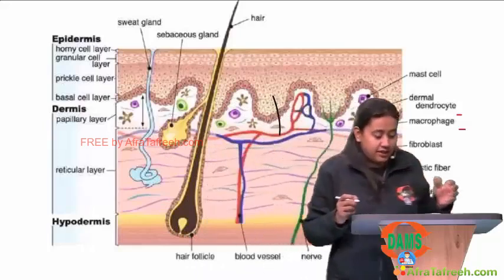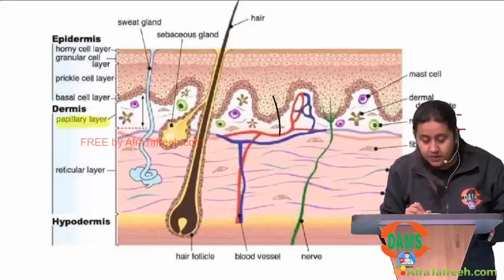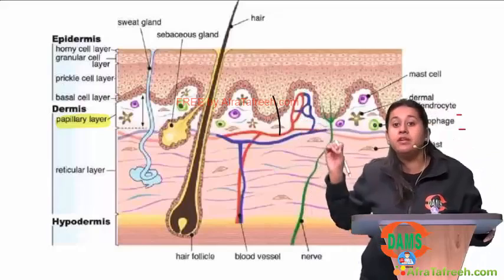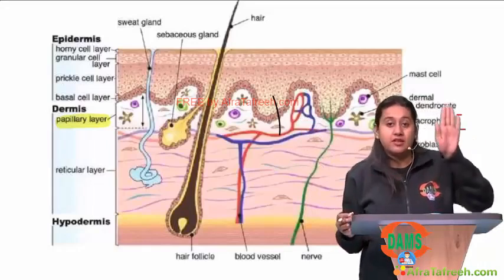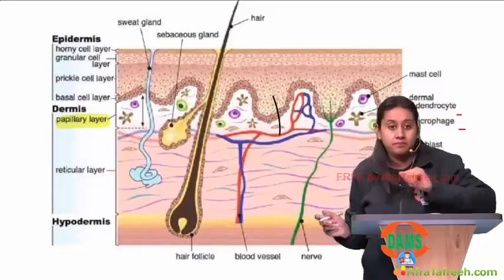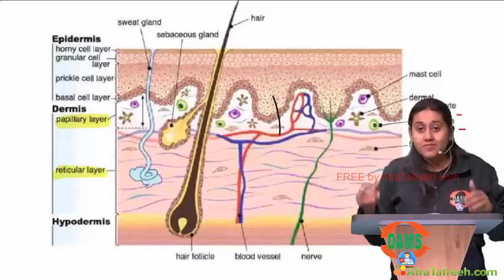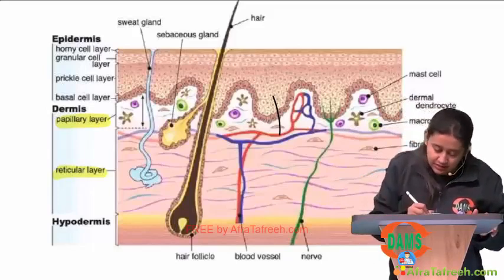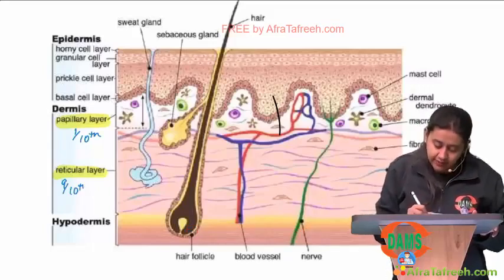If you look at this image, the upper 1/10 of the dermis, which mainly contains cells, is the papillary dermis. And why do we call it papillary dermis? Because it is the part which forms the dermal papilla. This is your reticular dermis, the lower 9/10. So just write down that this is your upper 1/10 and this is your lower 9/10.